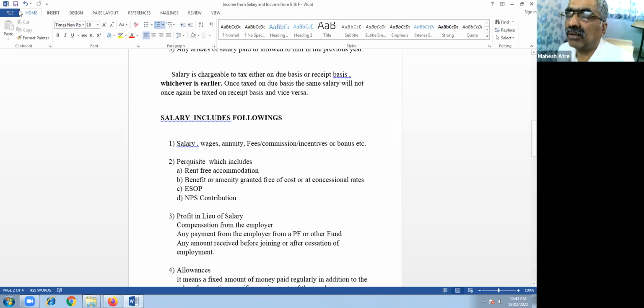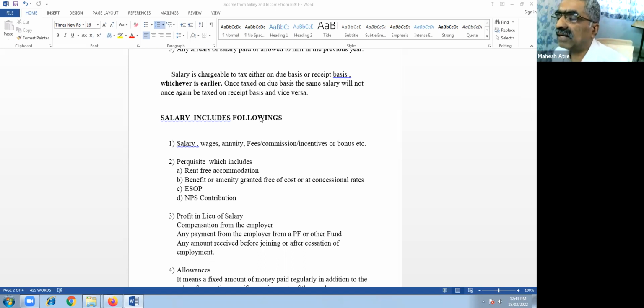So we are going to include salary includes, it may be a salary, it may be wages, it may be an annuity, it may be fees, it may be a commission, it may be an incentive or bonus. So that is going to be income from salary. Because the relationship is of employer and employee. And second thing is that whatever amount the employer is going to pay to the employee is going to be called as income from salary. So, kaun sa bhi naam se unhone diya hoga, we are going to call as income from salary.